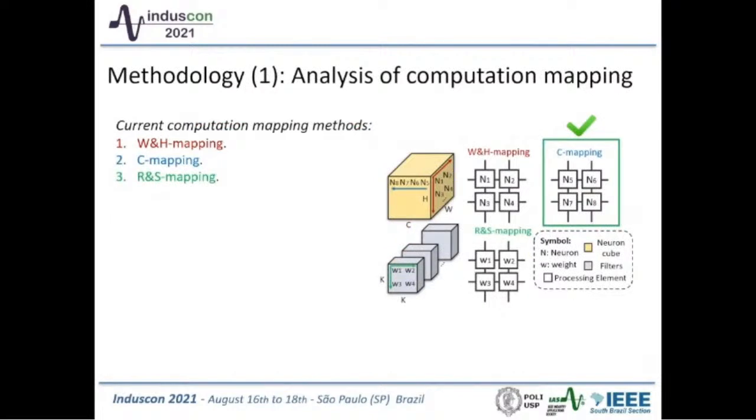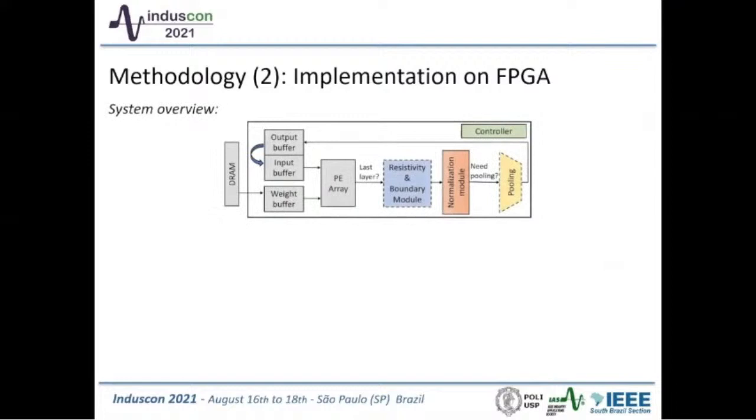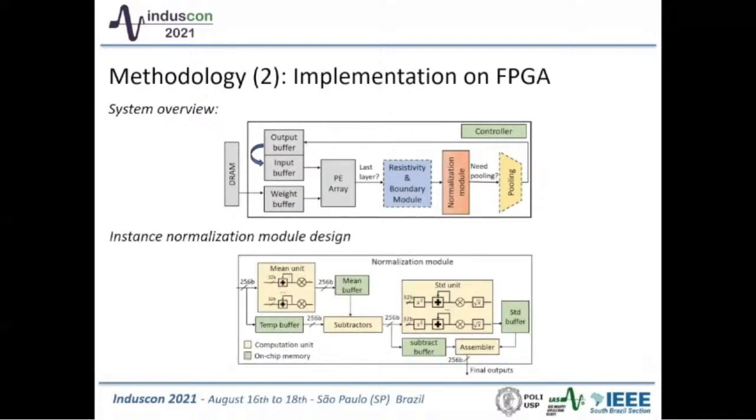To efficiently execute the target DNN, we analyze the current computation mapping methods and pick the optimal one for the target network. The current computation mapping methods can be categorized into three types. We analyze the PE utilization level of different types of mapping methods and select the best one. Based on the selected mapping method, we prototype an entire hardware design on FPGA and execute the target network. We further design a customized hardware module for a special instance normalization layer in the target network.